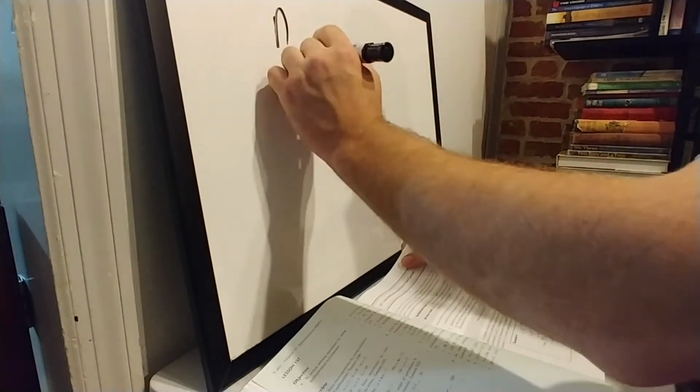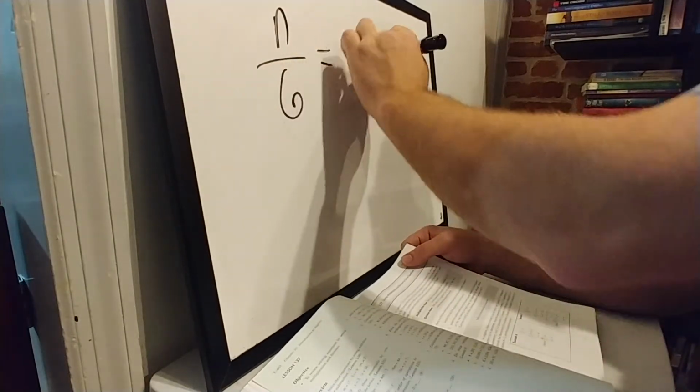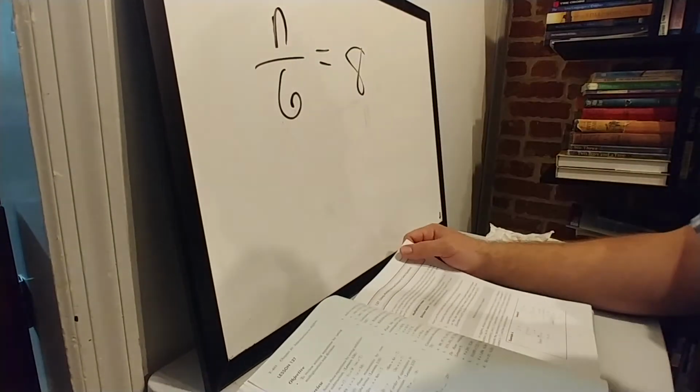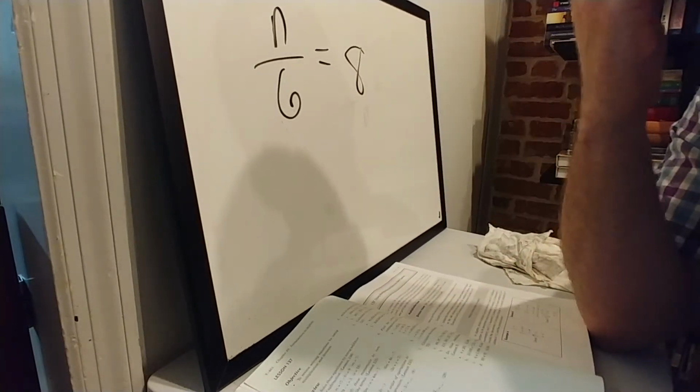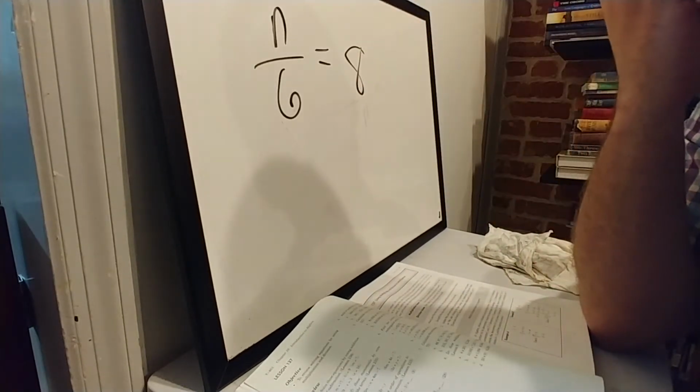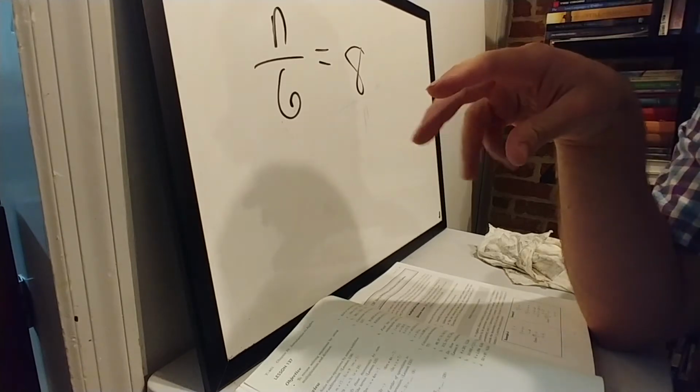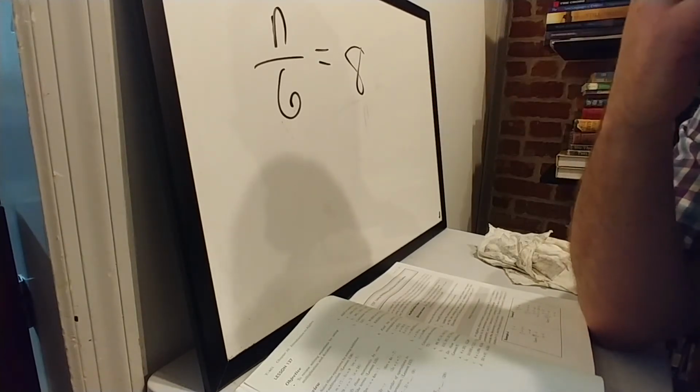So basically what we got is n divided by 6 equals 8. We have a division here, and we're trying to figure out what n equals. What divided by 6 would equal 8? All right. Here again, you could figure this out without algebra, but please don't.